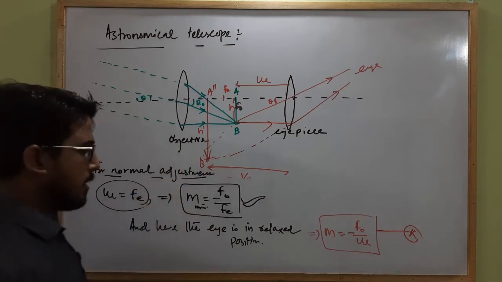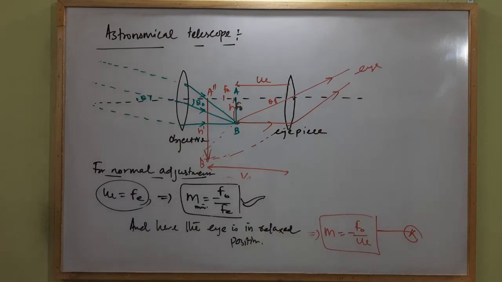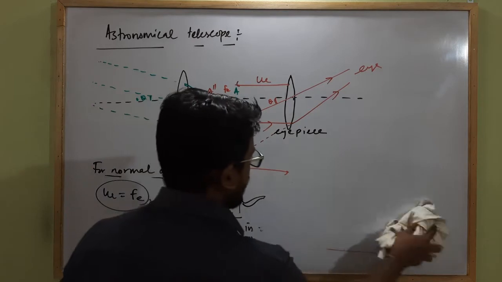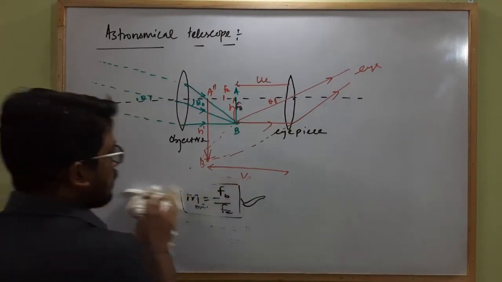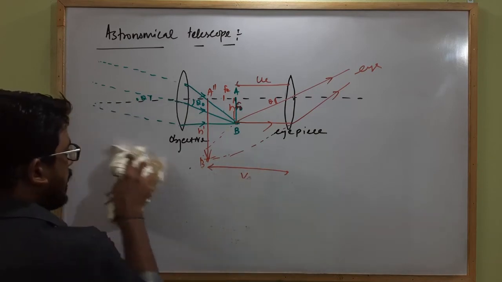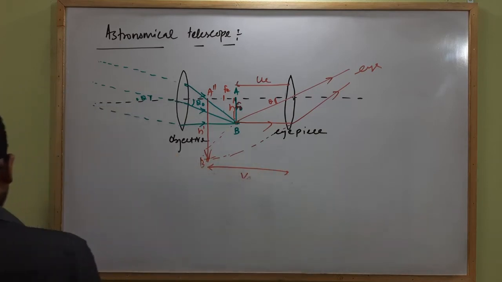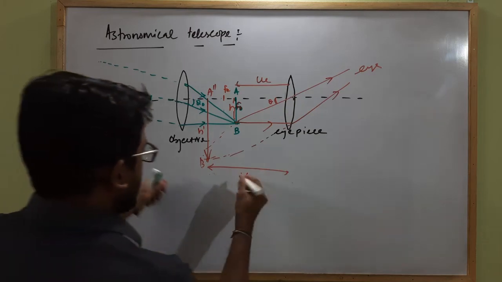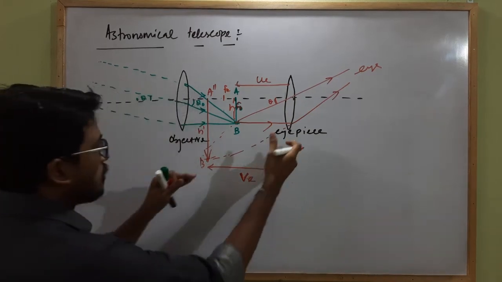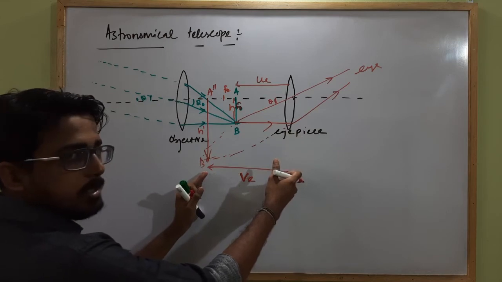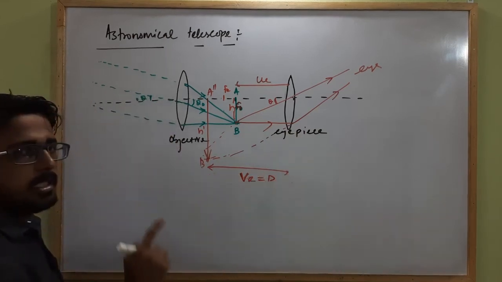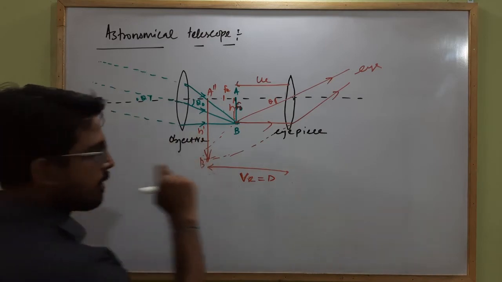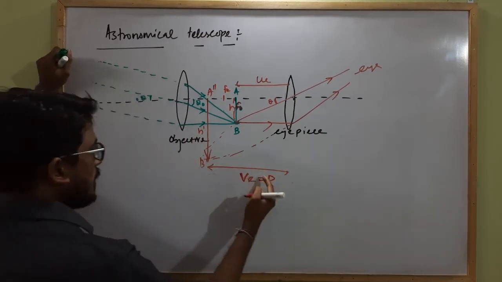The object. Clear? So for maximum magnification, what will be the condition when the final image is formed at the least distance of distinct vision? For the least distance of distinct vision, the final image must be formed at D. That means the value of VE, the distance of the image with respect to the eyepiece, must be equal to d, the least distance of distinct vision, for maximum magnification power. So for maximum magnification power, VE equal to d.